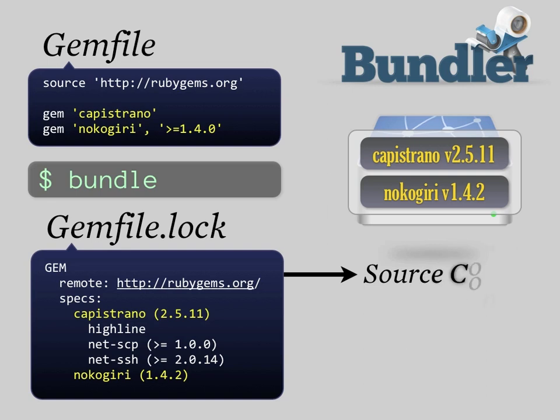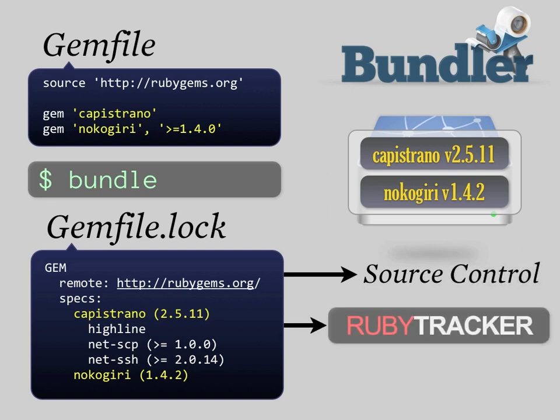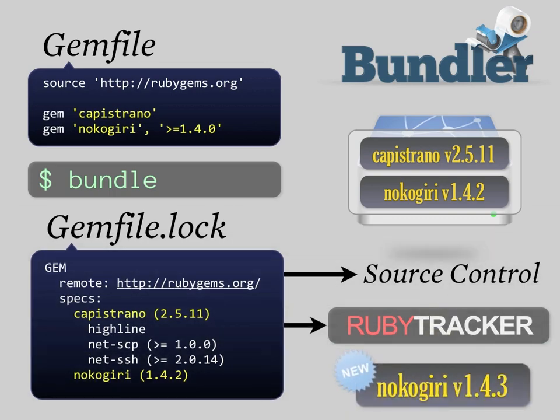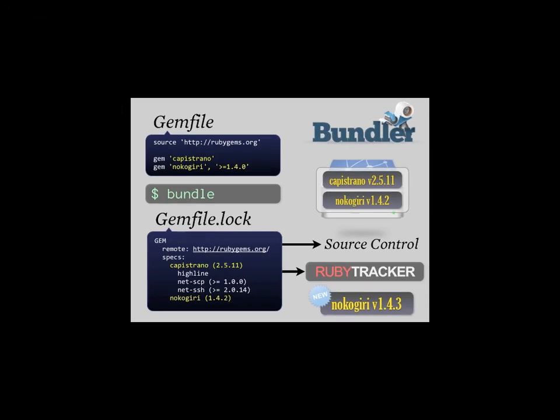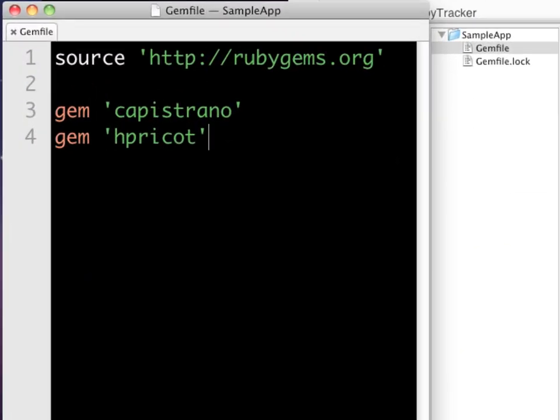This is the file you'll want to check into source control and deploy on your servers. It's also used by Ruby Tracker to keep an eye on your project dependencies, so when Nokogiri 1.4.3 comes out, you're going to know about it. Now let's go ahead and jump into a real project and see how Ruby Tracker works.